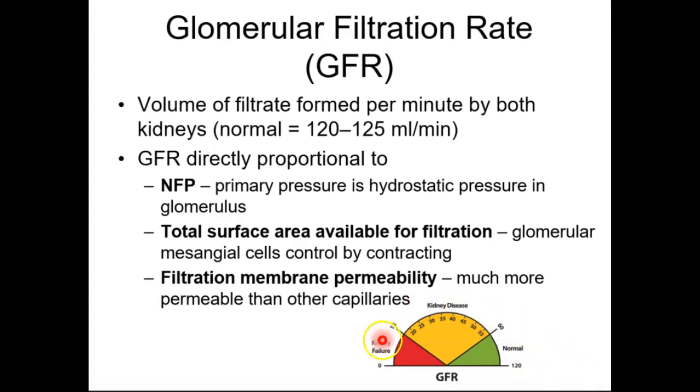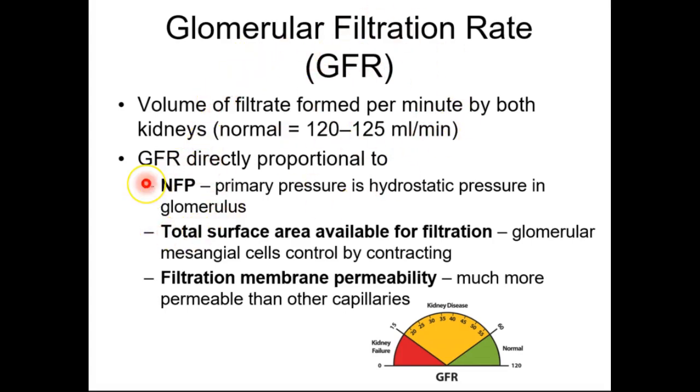Kidney disease is considered 15 to 60 milliliters per minute. That would be the chronic. And then acute kidney failure would be less than 15 milliliters per minute. So that's quite a bit of lack of function and inability to produce urine sufficient to get rid of wastes while still retaining water. So a lot of things are going to act on glomerular filtration rate.